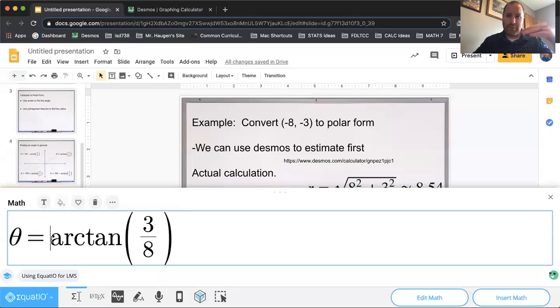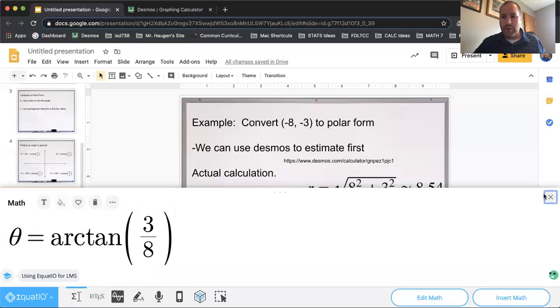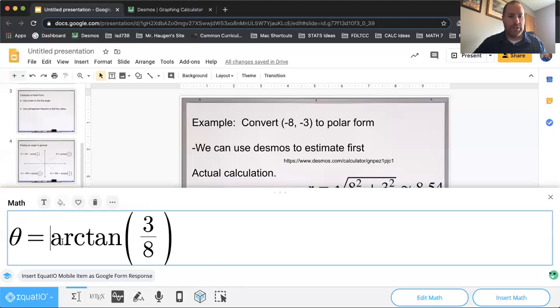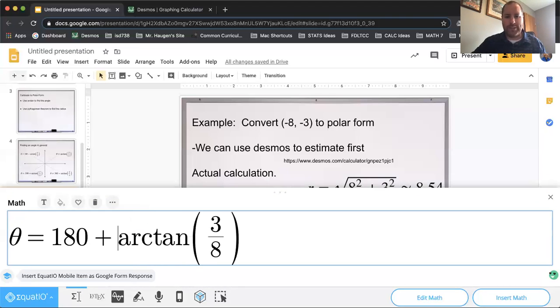And we're in the third quadrant. So it's got to go 180 plus whatever number we get. Because again, arctangent's only going to tell us the small angle in here. We have to do that extra adjustment. So I've got to do 180 plus that stuff.